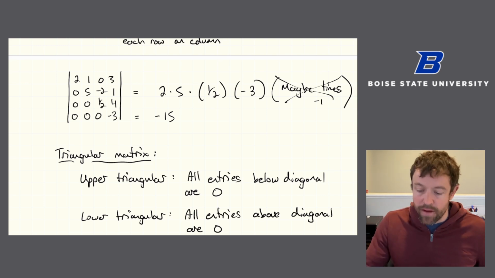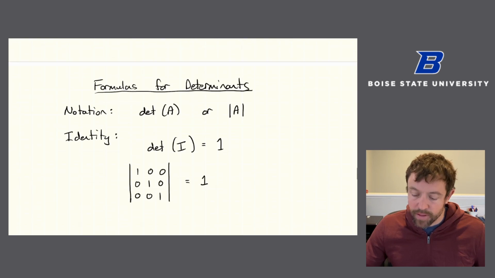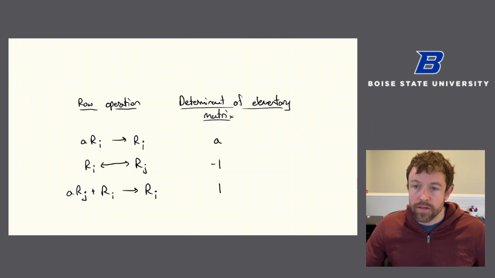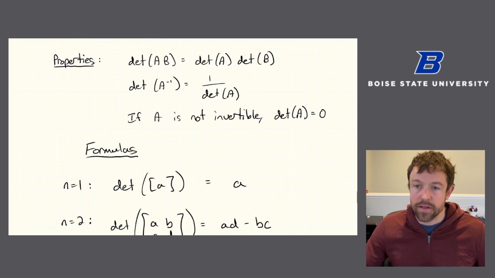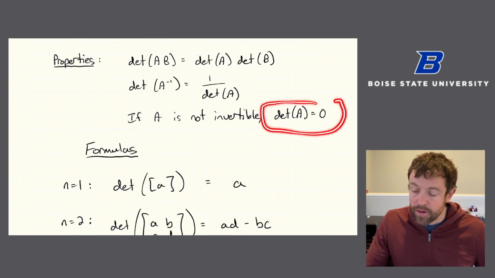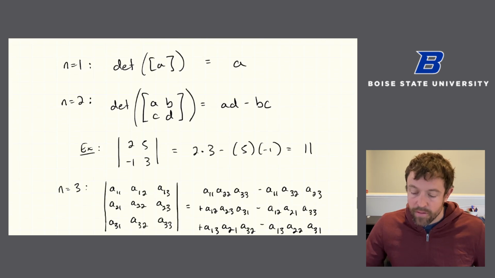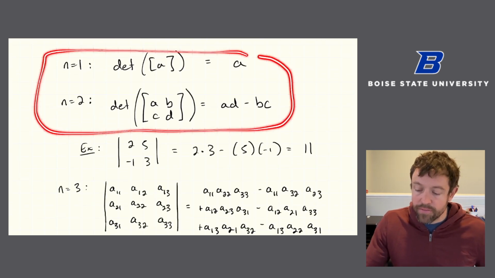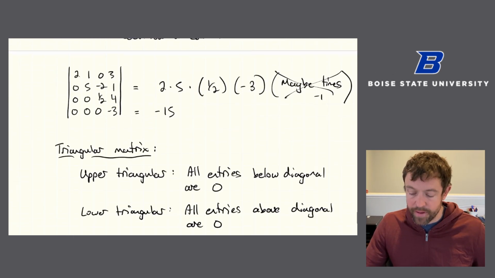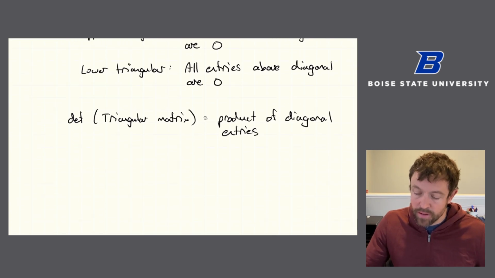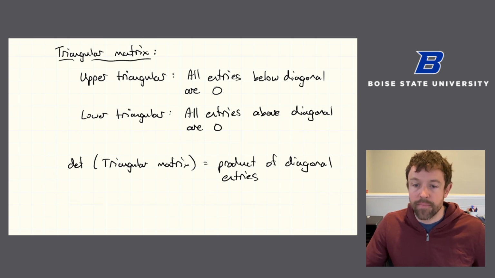I want to recap what we have. What matrices do we know how to take determinants of? So we know the determinant of the identity. We know the determinant of elementary matrices. We have some properties that can make things a little bit easier for us, and in particular, if we know a matrix isn't invertible, its determinant is 0. For n equals 1 and n equals 2, we have nice formulas for the determinant. And then if we have a triangular matrix, we can quickly calculate the determinant by multiplying the diagonal entries.